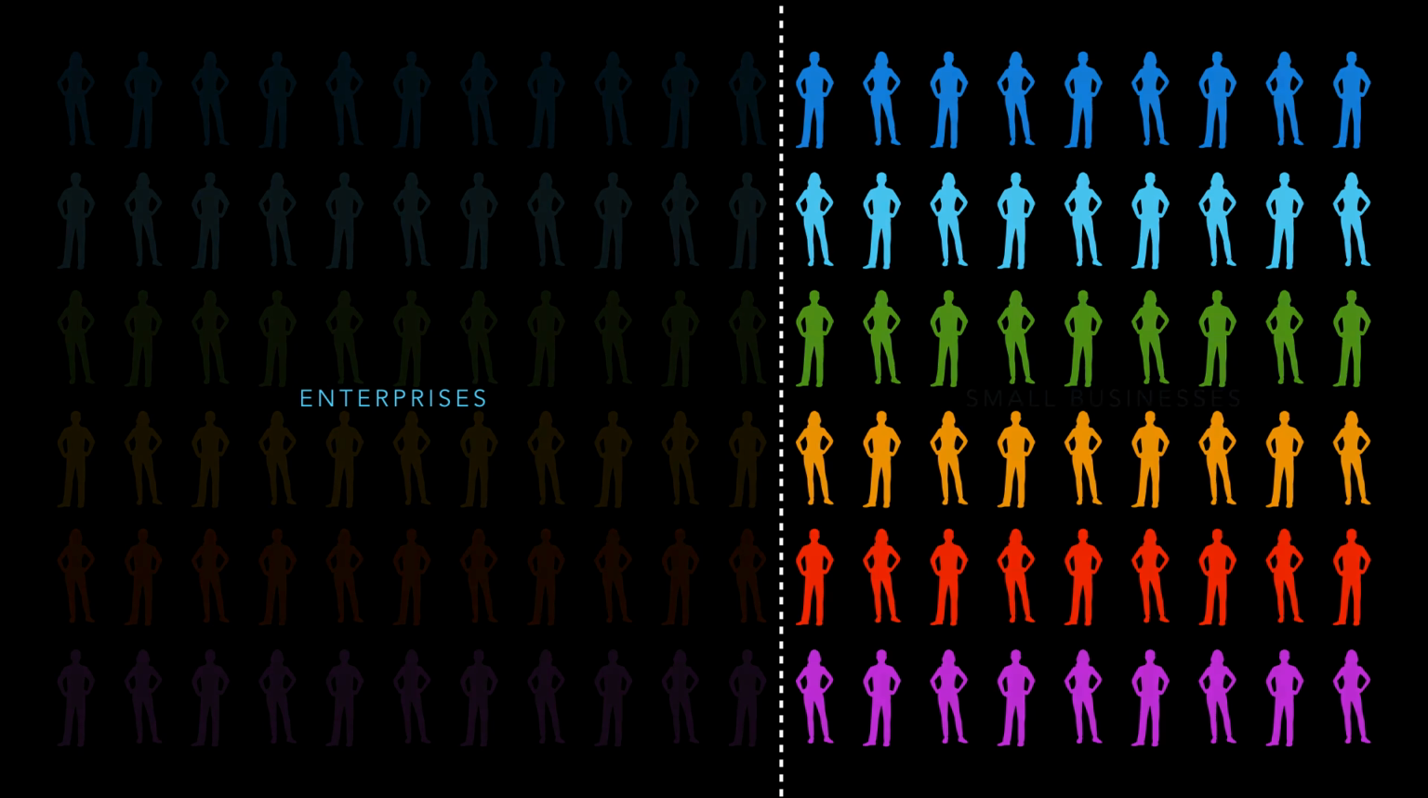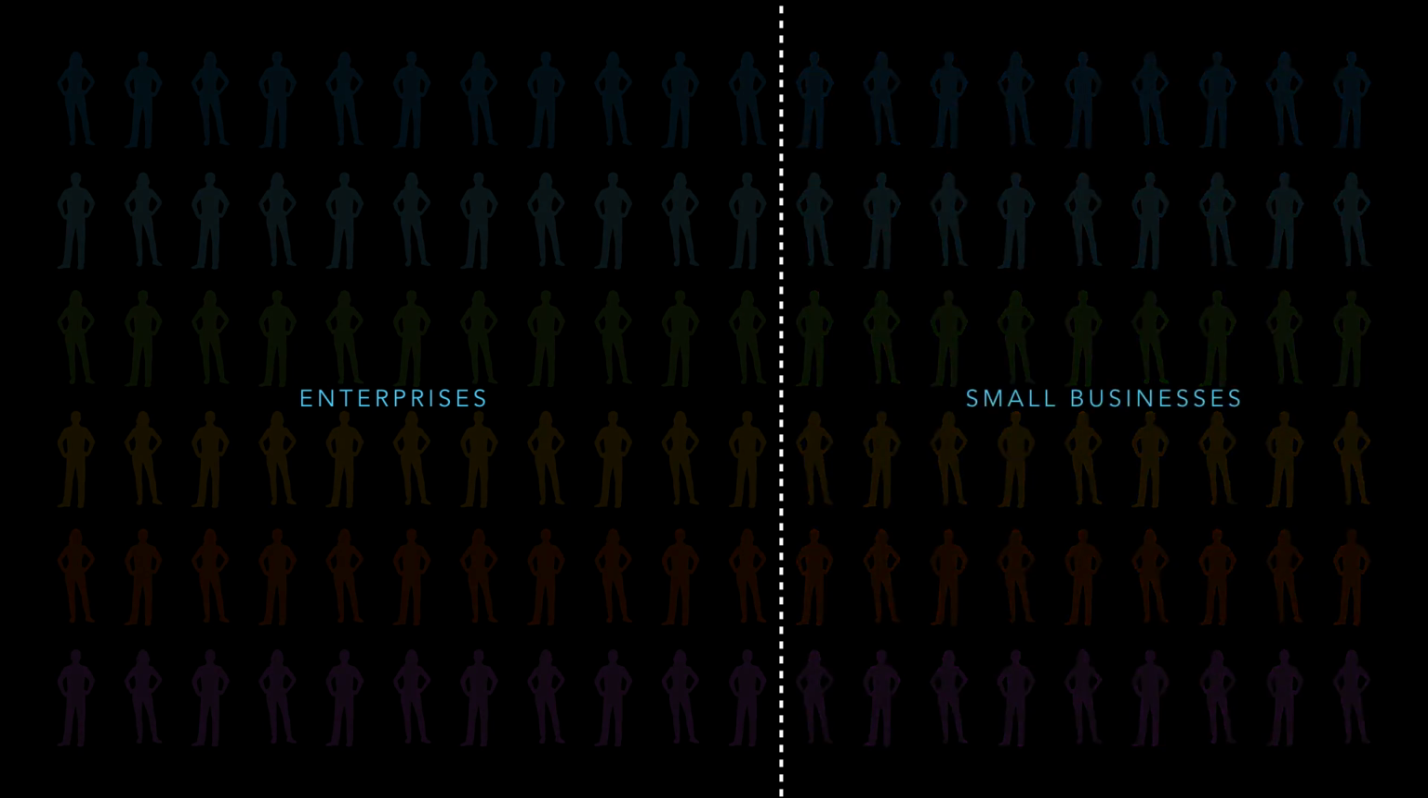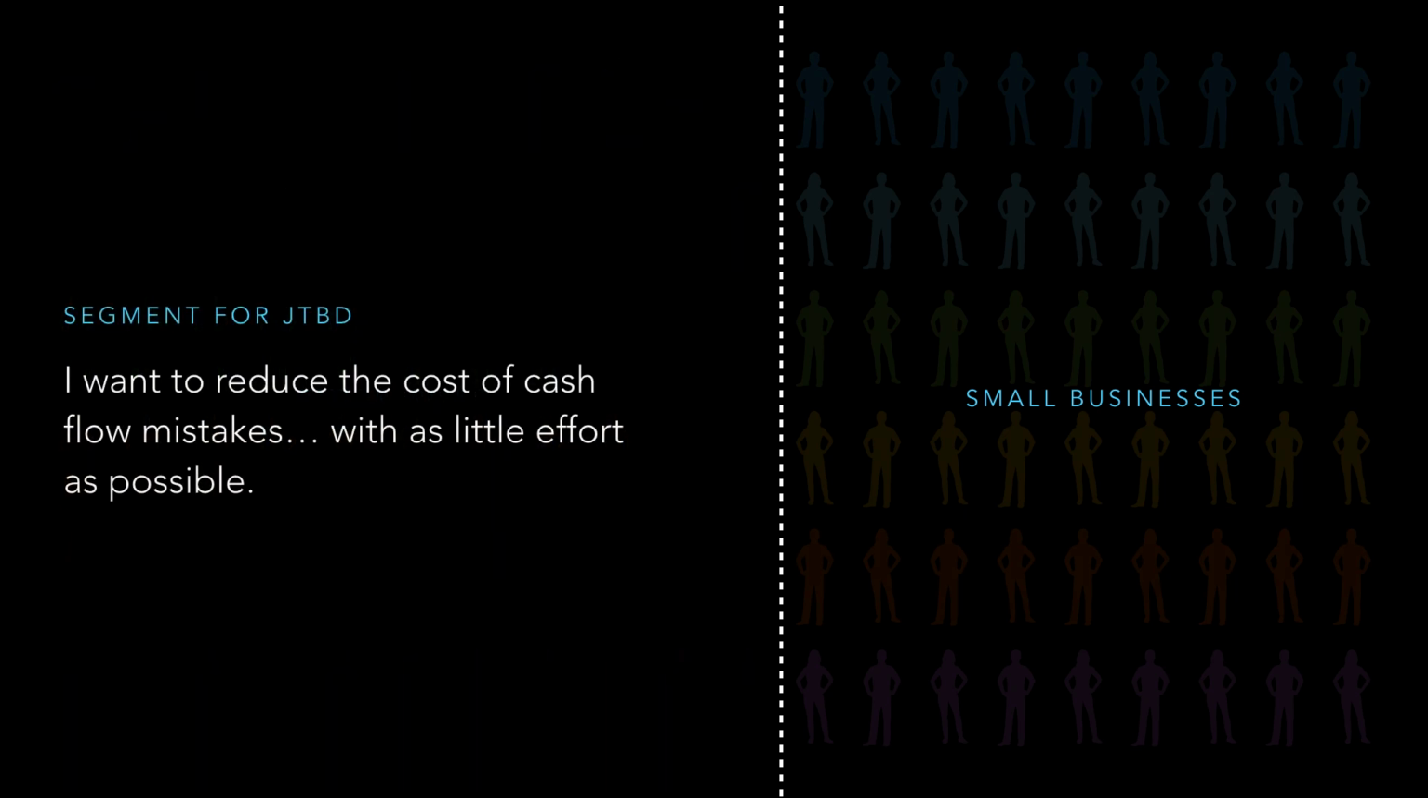Intuit noticed that this group of founders were trying to make progress in a unique context. Intuit segmented their market by business size and accounting complexity, and then Intuit built QuickBooks with the small business segment in mind. This segment had a more nuanced JTBD. I want to reduce the cost of cash flow mistakes with as little effort as possible.